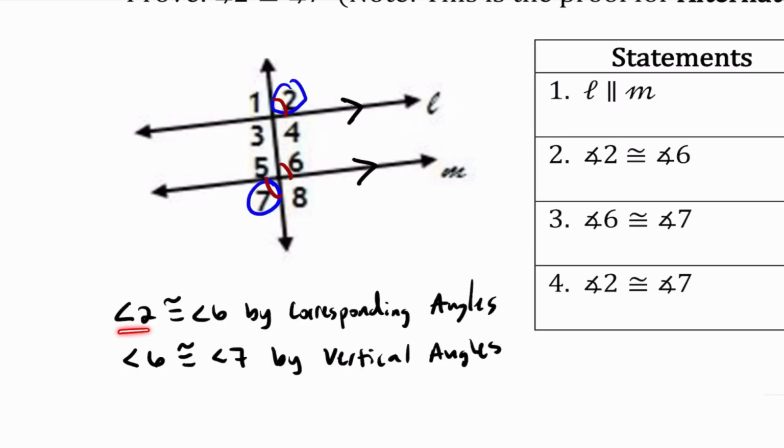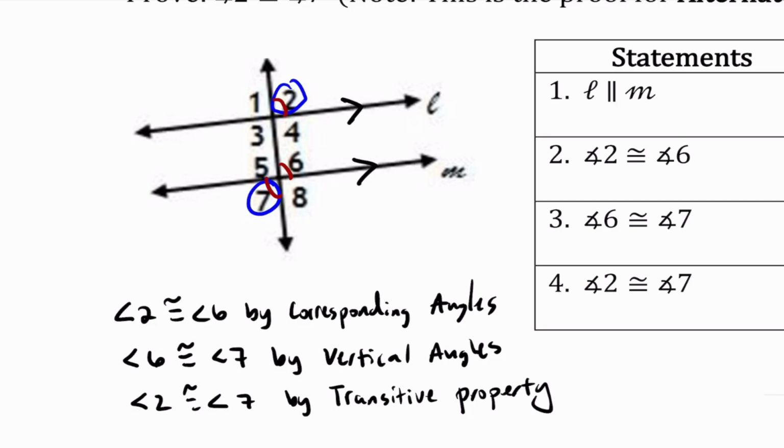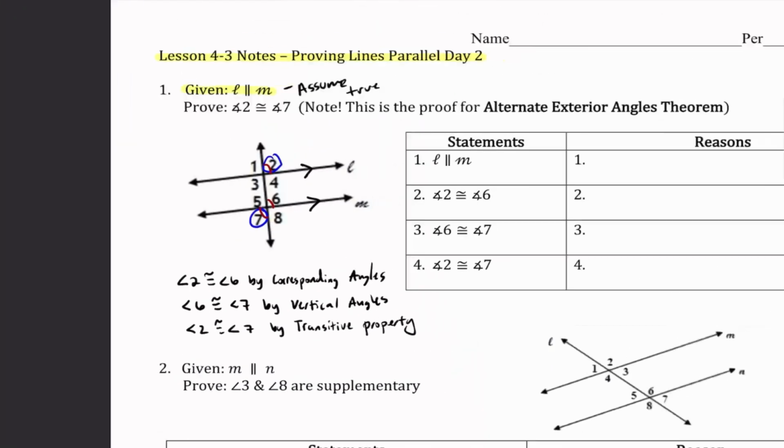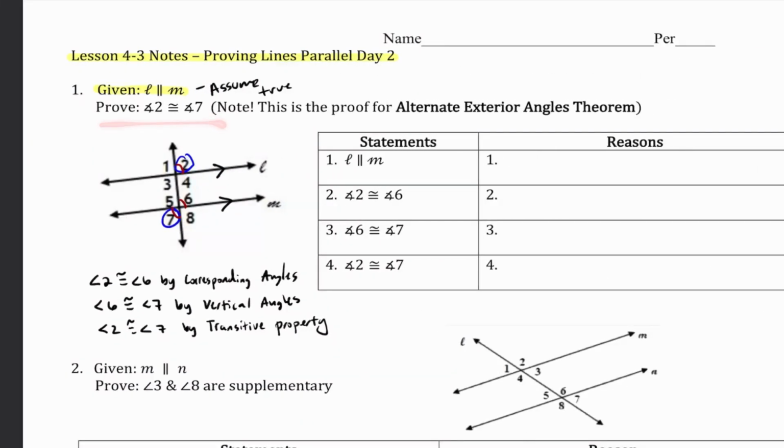So if I look, if angle 2 is congruent to angle 6 and angle 6 is congruent to angle 7, then by the transitive property, we can say that angle 2 is congruent to angle 7. So basically, I just proved that angle 2 is congruent to angle 7. Remember, that's what I'm trying to prove here.